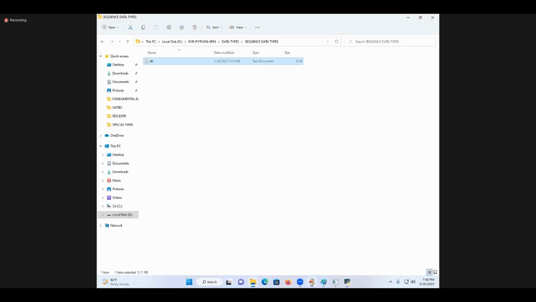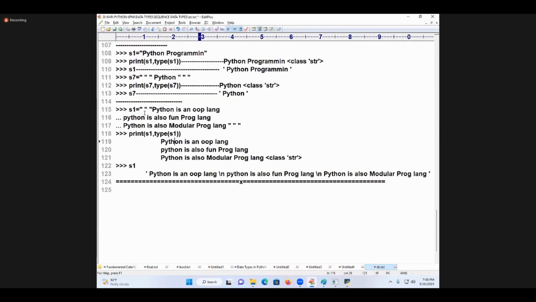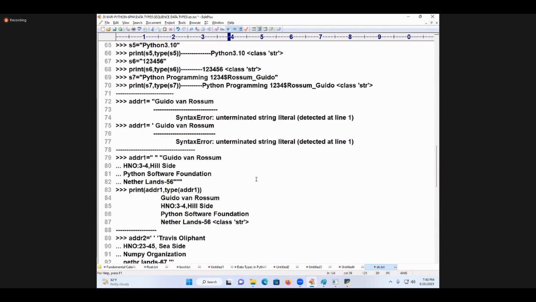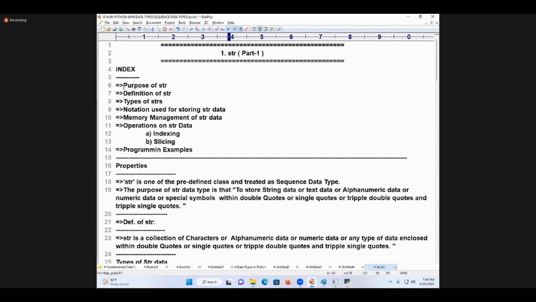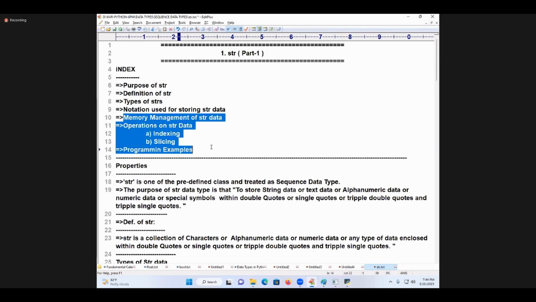Okay. Coming back, here I am going to say, even though we store within the triple double quotes, they are available in the form of single quotes only. This is what we understood today: purpose of str, definition of str, types of str, notations used for str. This I did not discuss. This I will explain in tomorrow's class. Tomorrow is a very, very important day. Memory management I am explaining. Indexing and slicing is the first concept you are seeing in the class. That will be continued for other classes as well. So don't miss tomorrow's class.